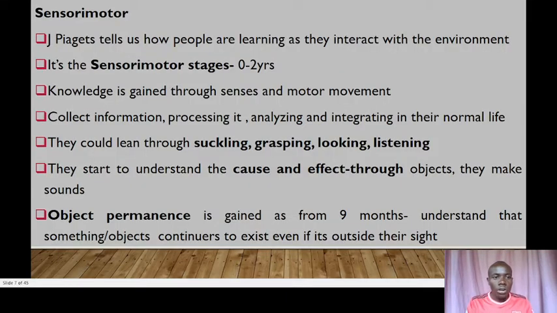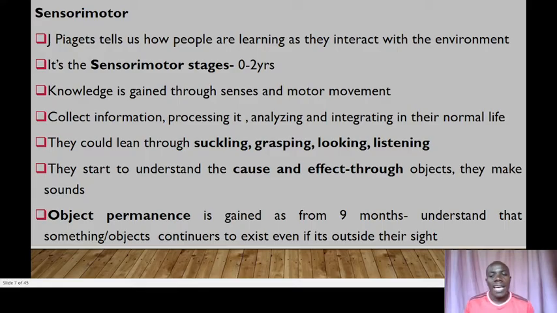Okay, correct. So on the cognitive aspect, that is by Jean Piaget. Jean Piaget tells us how learning occurs by interacting with the environment. The sensorimotor stage is between 0 to 2 years. In this case, knowledge is gained through senses and motor movement. So we collect information, process it, analyze it, and integrate it into our normal life. We could learn through sucking, grasping, looking, and listening.